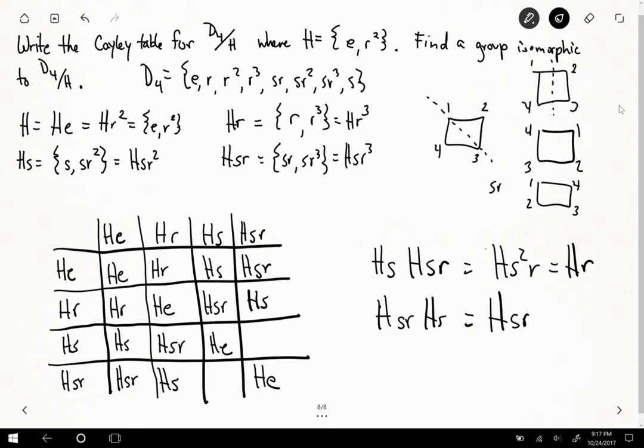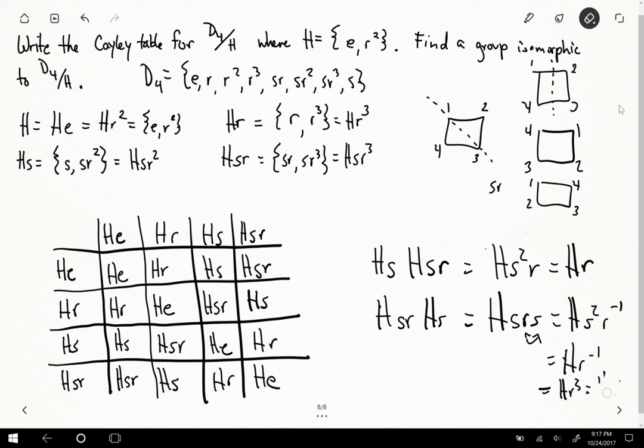So we get SRS, and then notice this becomes HS squared, our inverse, because we have to flip-flop these two. And notice that becomes just HR inverse, which is HR cubed, which you might be concerned, but notice HR cubed and HR are the same thing, so it doesn't matter. And so we are left with HR and HR. And so we have something that commutes, right? So we have an abelian group that has order 4.